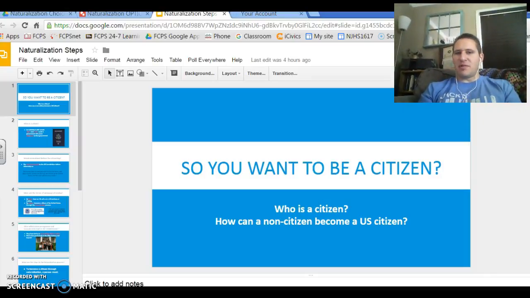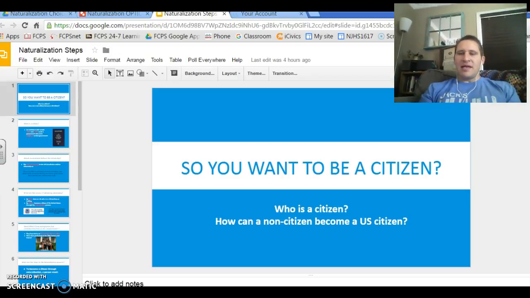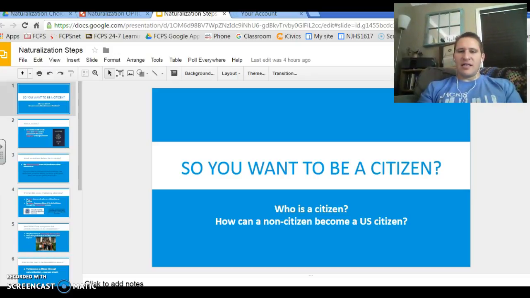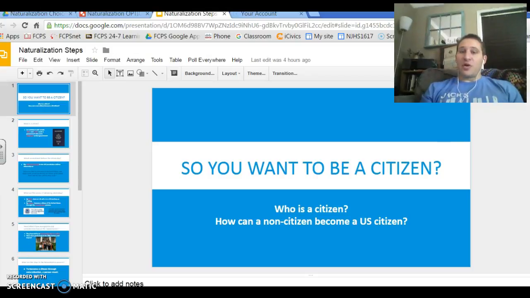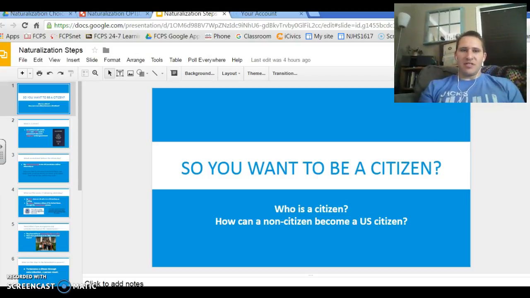The naturalization process is what we're going to talk about today: the steps to become a citizen of the United States, legally, if you are not one. We're going to answer a few questions here. Who is a citizen? How can a non-citizen or an alien become a U.S. citizen? So we're going to answer those as we go through this presentation.